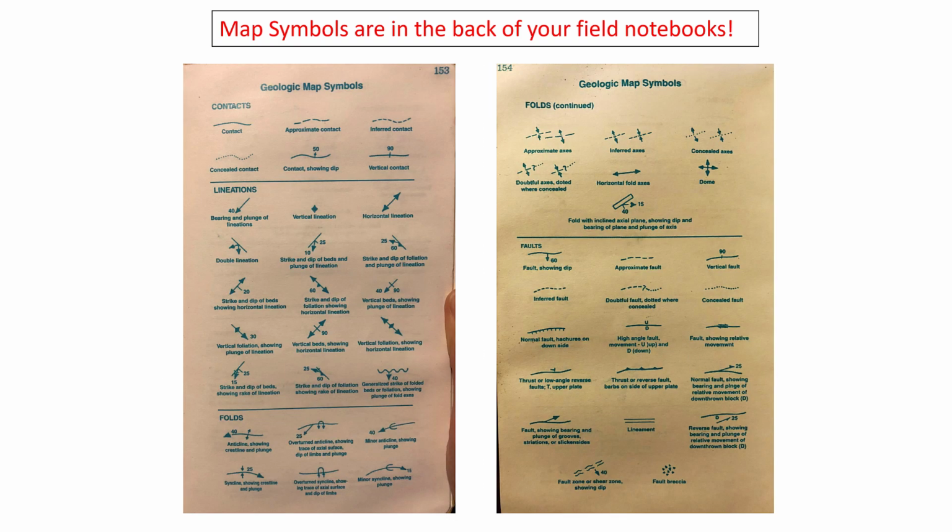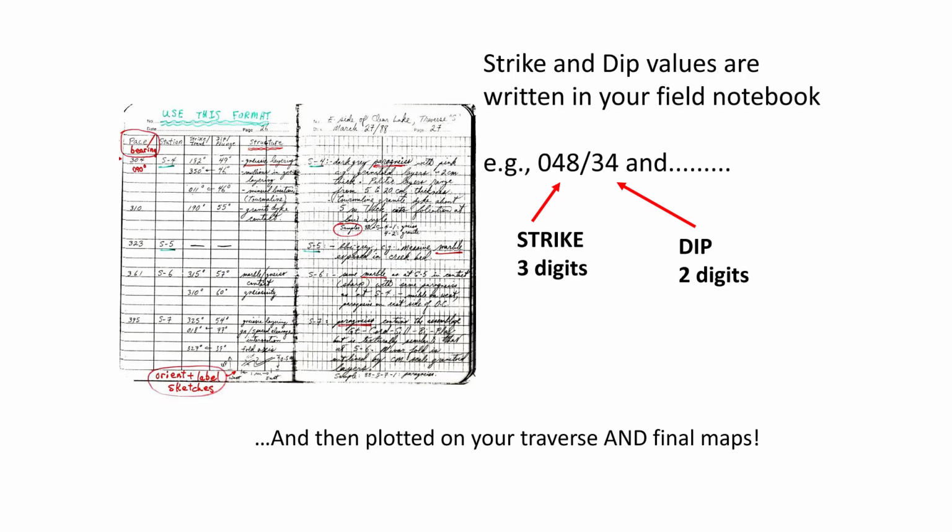Here are the pages where you can see the symbols for the contacts, lineations, folds, and faults in a bit more detail. And again, these are all in the back of your field notebooks. When you're in the field and mapping, the strike and dip values are written in your field notebook, like I talked about in the last lecture. Remember that the strike is always written as 3 digits, followed by a forward slash, and then the dip, which is written as 2 digits.